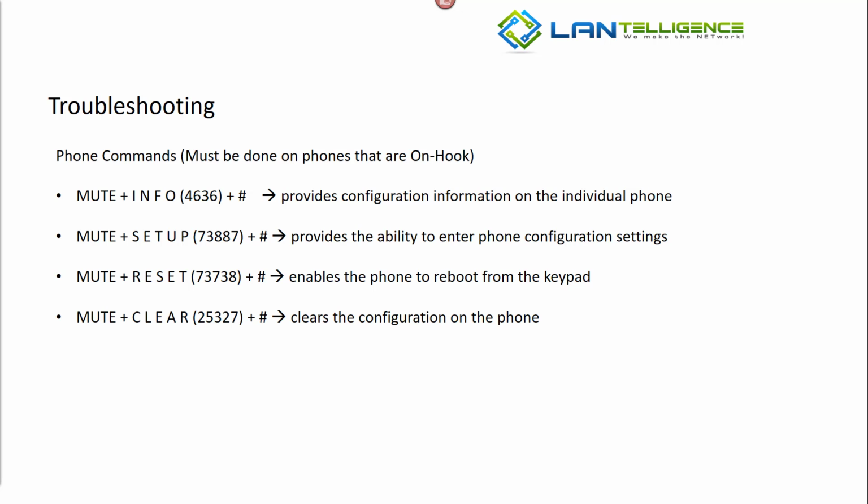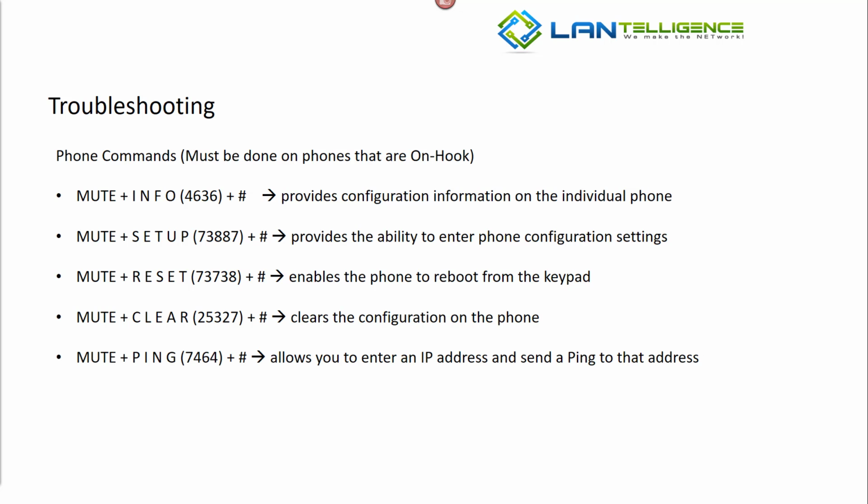Clear. If you wanted to actually clear the configuration on your phone, so it's getting some information, or it's cached some information, and you want to get rid of that cached information, and you don't want to keep defaulting to the cache because you've changed the server, you could actually do a mute clear, which is 25327 pound, and clear the configuration, so it'll get everything new. But what it won't do is reset your static settings, meaning if you set your network settings to be static, not DHCP, it will not reset that to DHCP. So you'd have to go back in the phone and set DHCP to on.